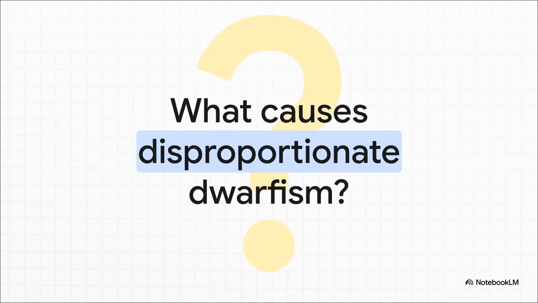Okay, so we know what causes uniform shortness, but here's a really interesting question. If hormones and nutrition dictate proportionate growth, how do we explain a body that develops an average-sized torso but builds significantly shorter limbs? What actually changes in the body's blueprint to cause disproportionate dwarfism?